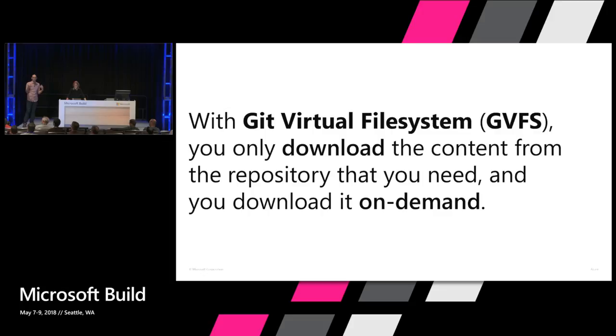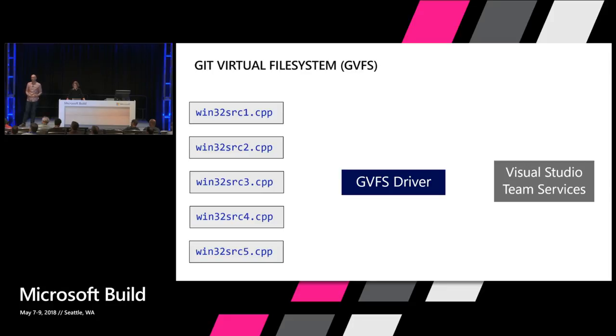So when you run git clone, you don't actually pull down all of the files in the repository. You don't pull down all of the history. You just pull down the metadata about your tree so that we can show what's there. And then as you actually access the files, we'll interrupt that. We'll download the file from Visual Studio Team Services, and then we'll put it on disk.